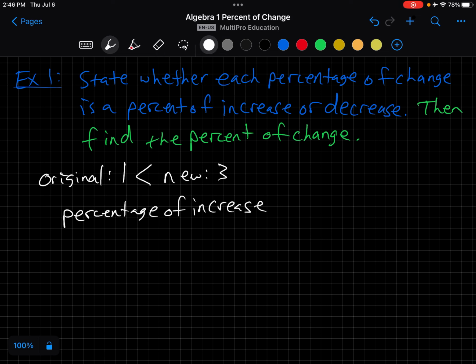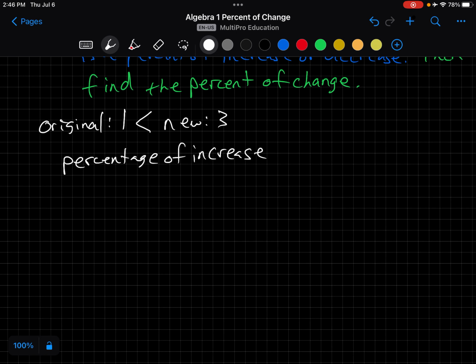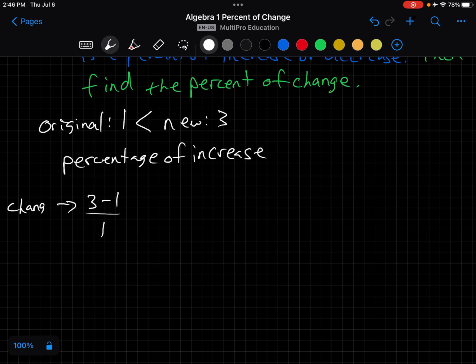So now we'd figure out what is the percent of increase, right? The second part. Okay, so we need to find out the difference between these numbers. What is the change? So if we do 3 minus 1 and divide that by the original number, so this is the change and this is the original number. So new and original. Okay, this is equal to R over 100. This is going to help us solve what is the percentage difference here.